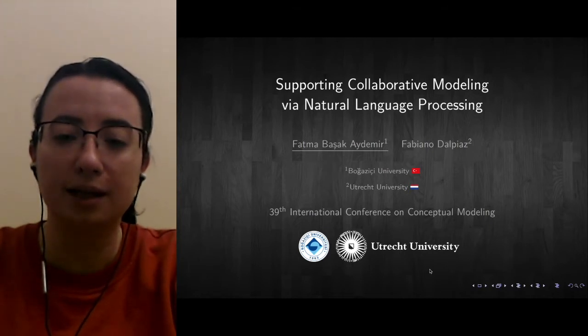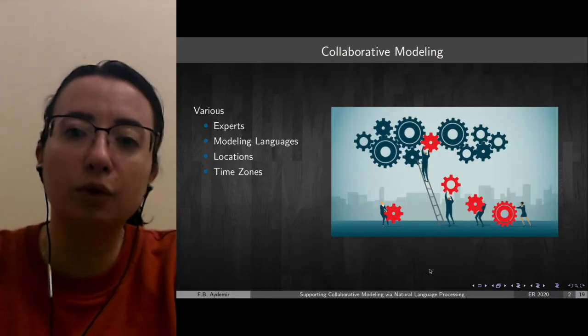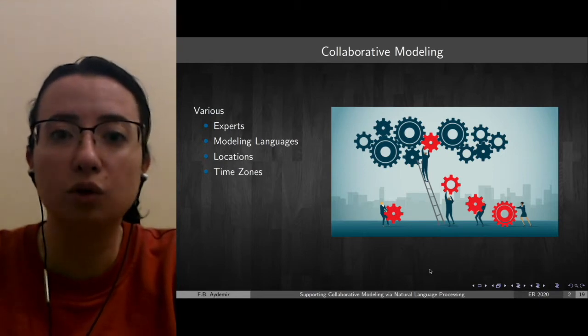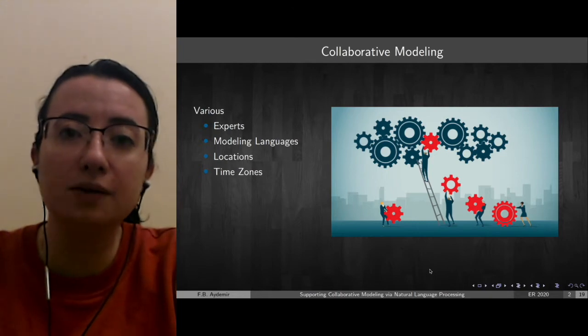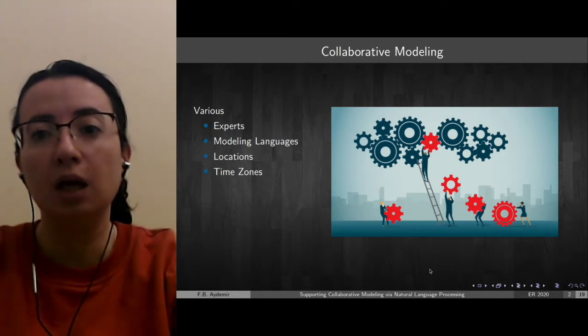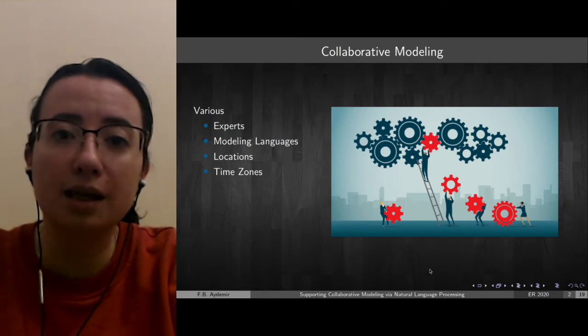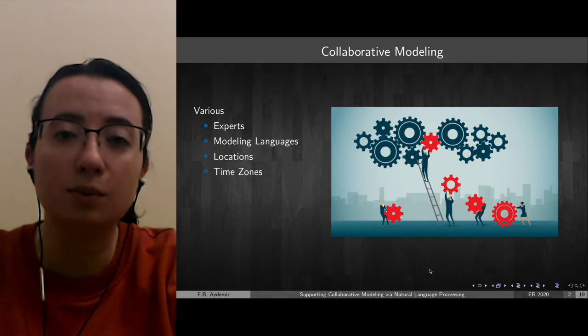So our motivation for this work comes from collaborative modeling settings where multiple experts work on the same solution from different perspectives. Depending on their perspectives, such as security or safety, they might use different modeling languages. In many scenarios, these experts are located in different locations and they work in different time zones.